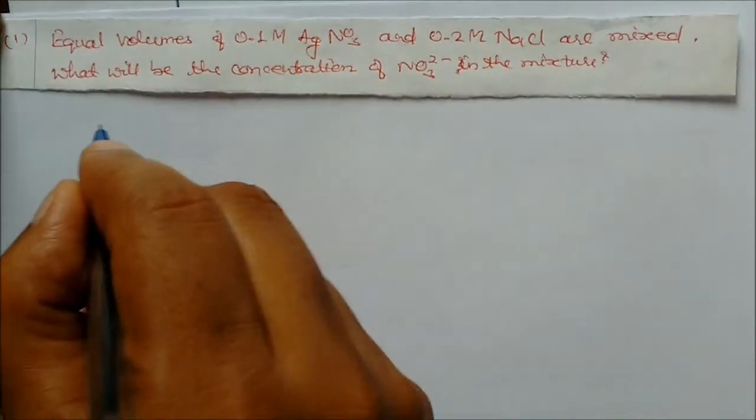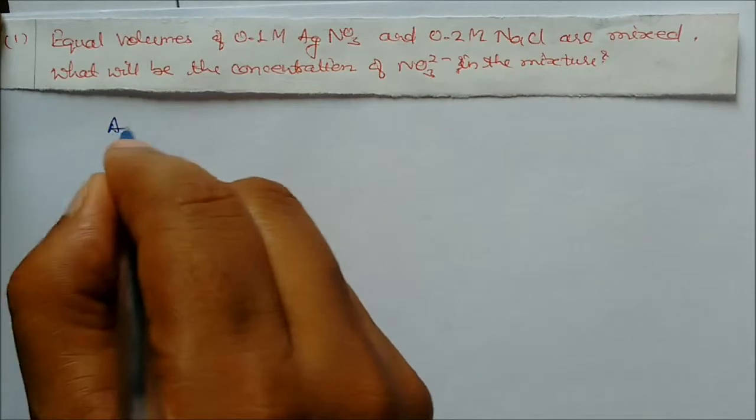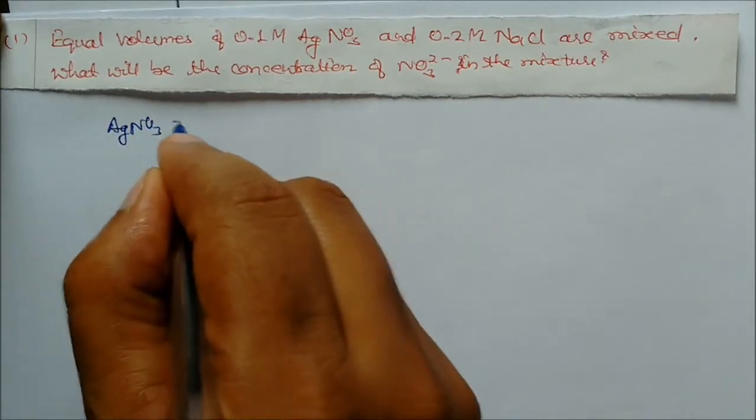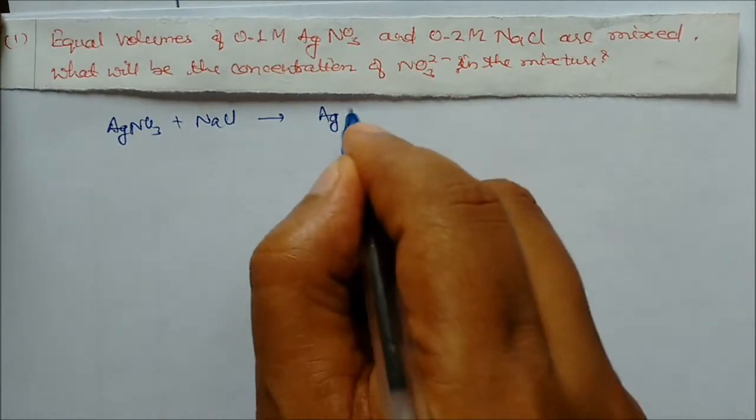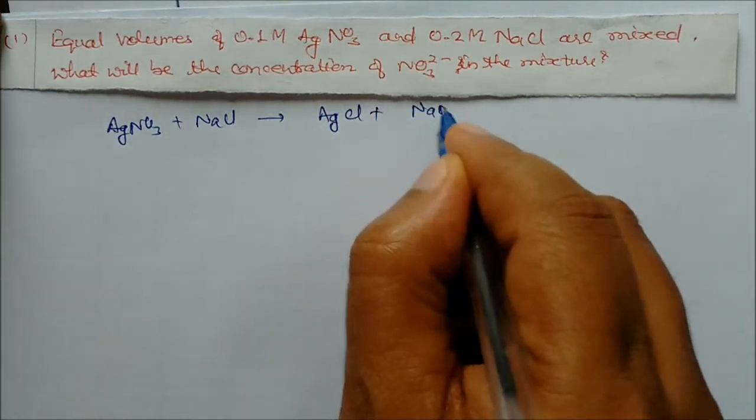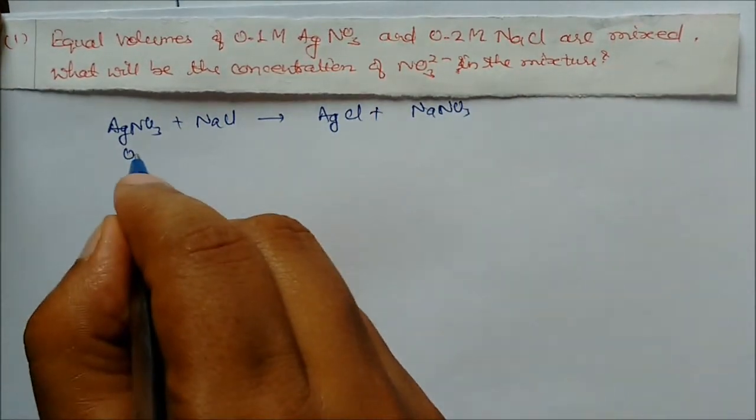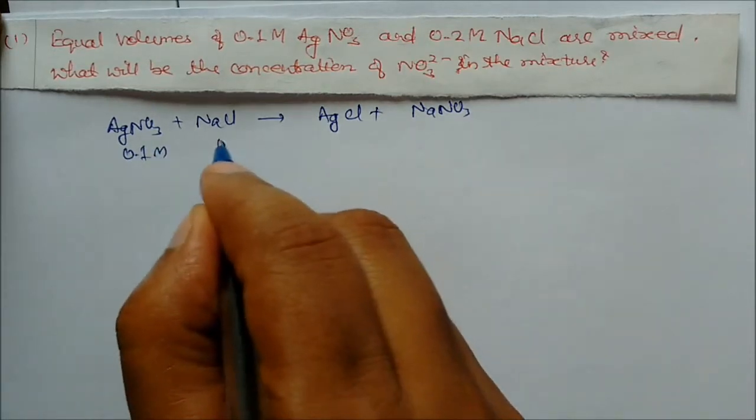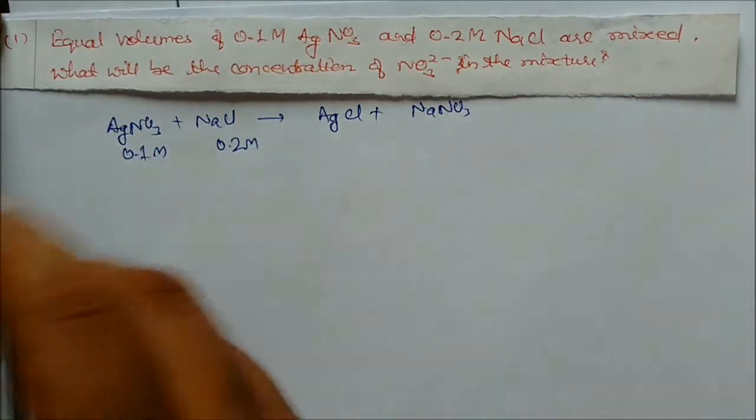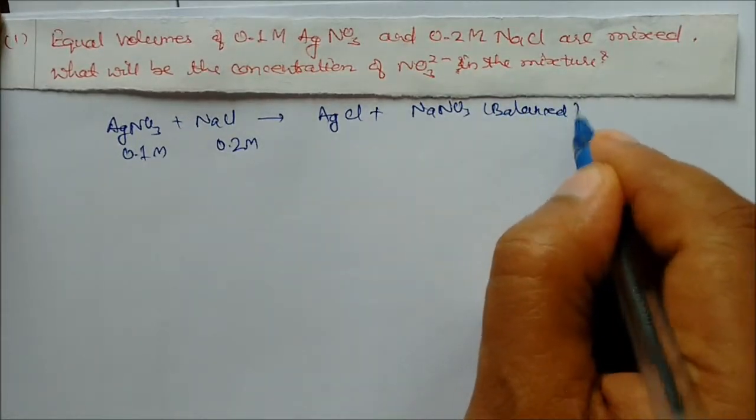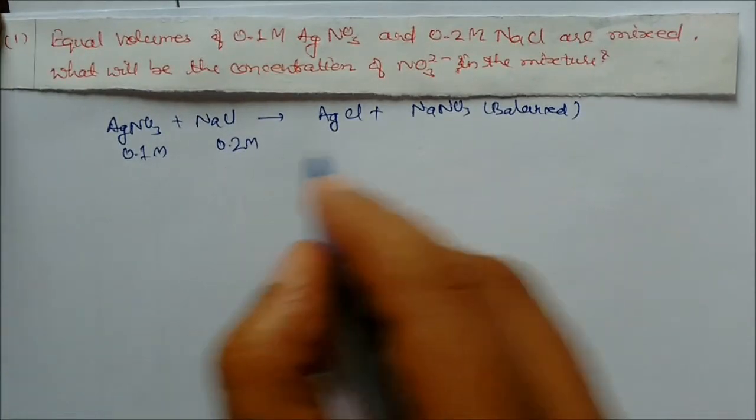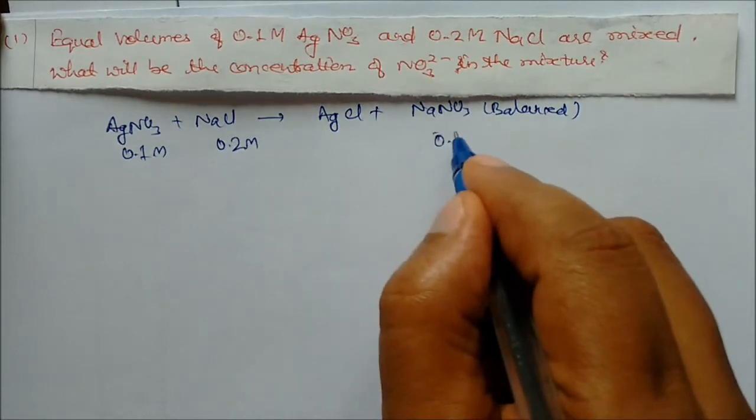So we can write here, equal volumes means, write the equation: silver nitrate plus NaCl. So they will give you a product AgCl plus sodium nitrate. So this is your 0.1 molarity and this is your 0.2 molarity. Okay, so the equation is balanced. On the balanced equation, 1 molarity with 0.2 molarity, this will also give 0.1 molarity.